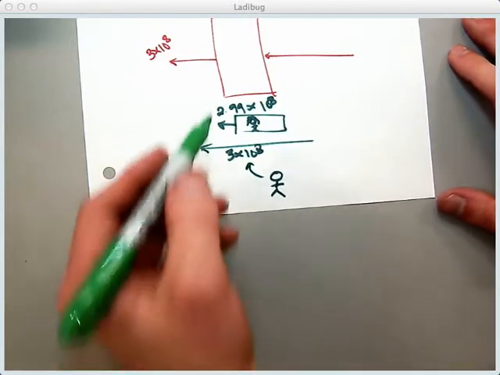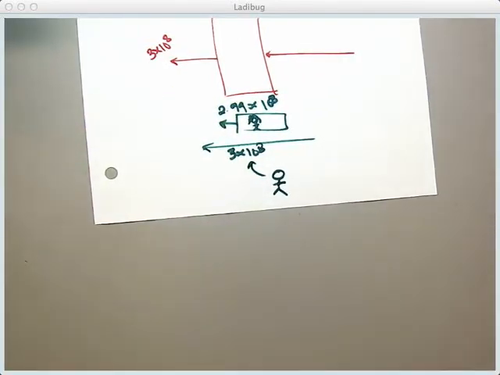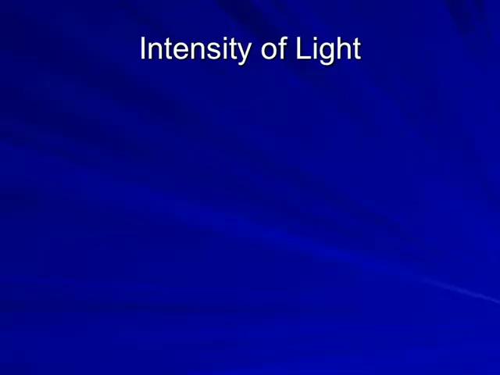So no matter what observer, they always observe at 3 times 10 to the 8th. And that's caused by something called time dilation and length contraction, but we'll talk about that later.